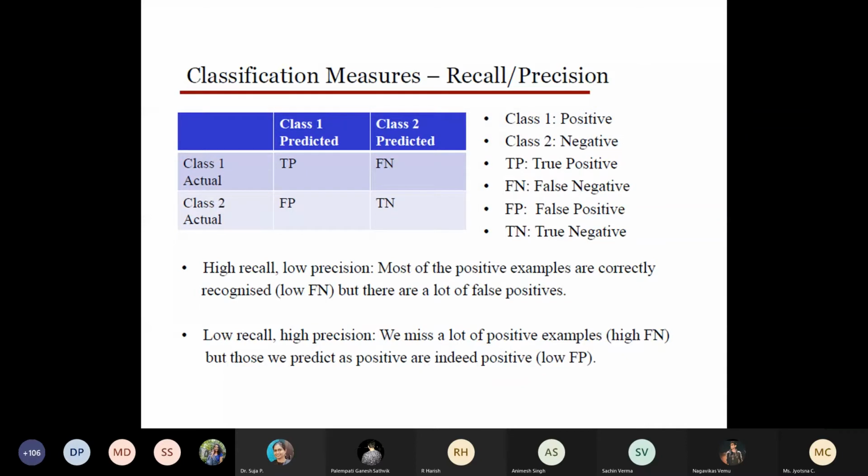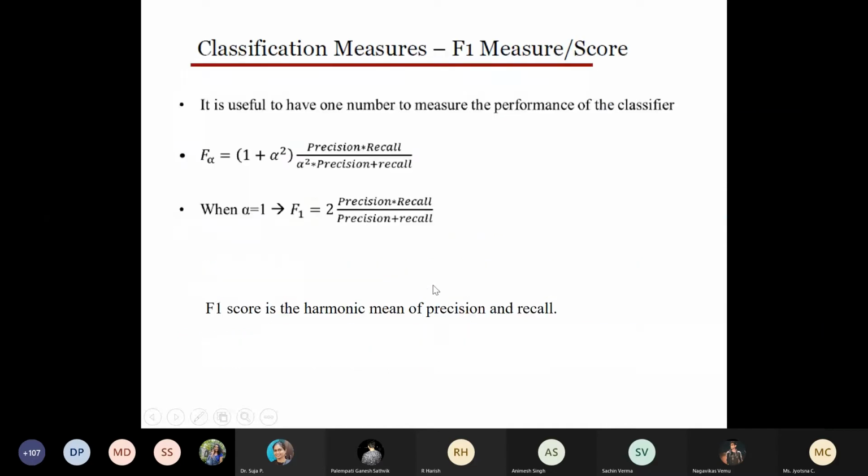So high recall and low precision means it depends on the application. Always you cannot tell that accuracy is good means the model is performing better. But when you look at the other performance measures, you need to check the application, and relate with the application, you need to tell whether high recall is required or low recall, high precision or low precision. Okay. So which is the other classification measure?